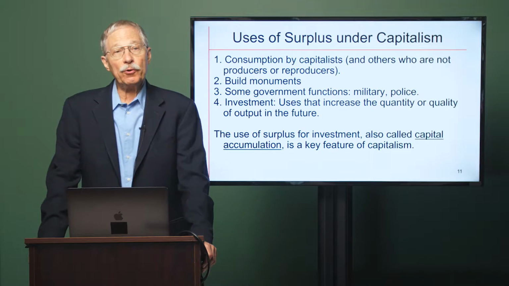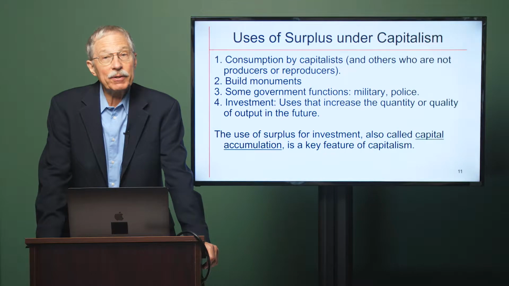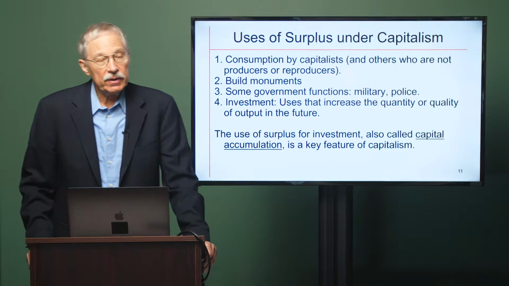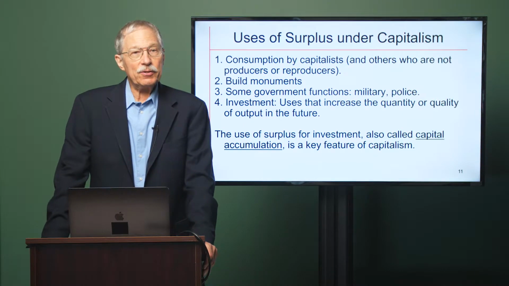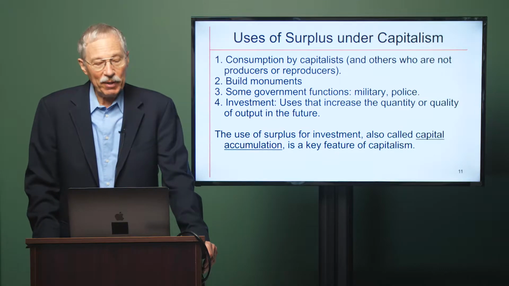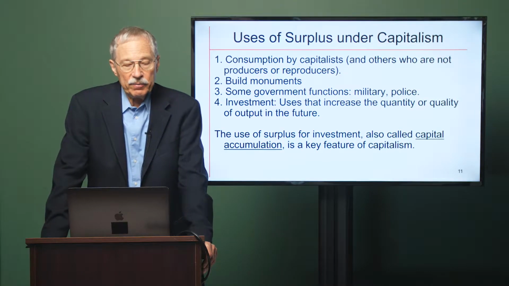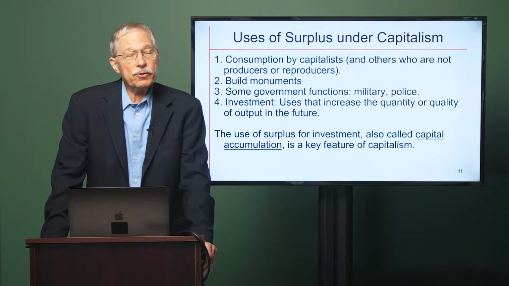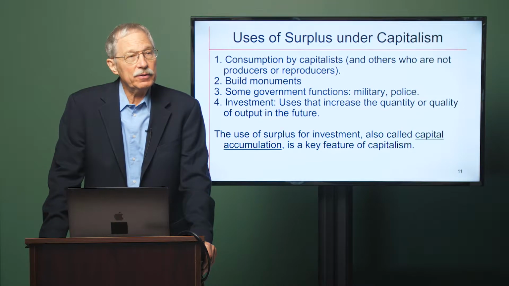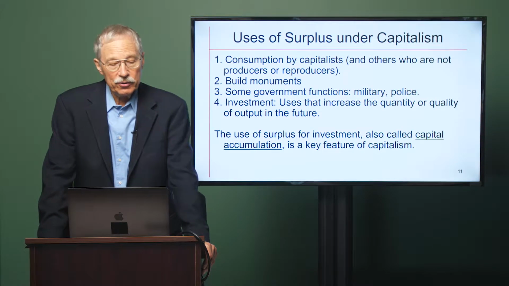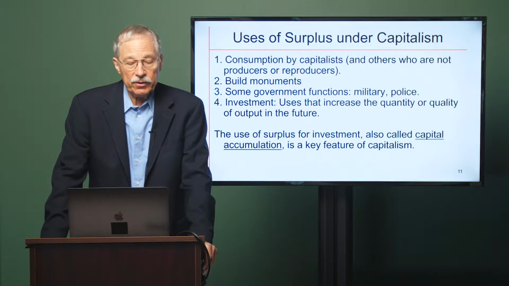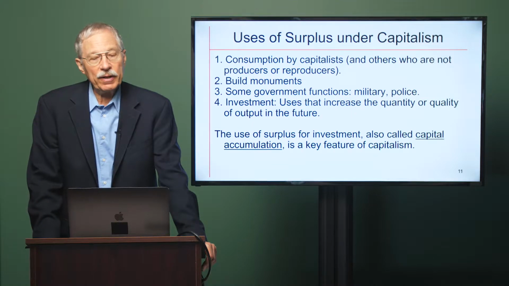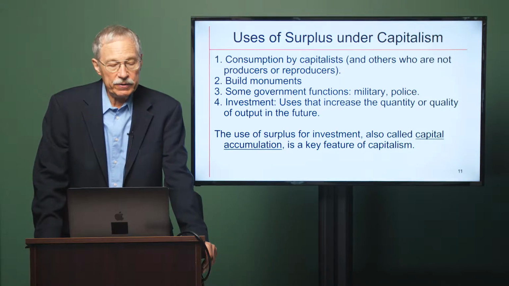What is the surplus used for under capitalism? One of the questions I mentioned in an earlier lecture was an important one. Well, the capitalist consumption, their purchases of food, clothing, yachts, mansions, etc., comes out of the surplus. Second, the surplus goes to build various kinds of monuments, churches, shrines, etc. Third, again introducing government, some government functions are supported out of the surplus: the military, the police.